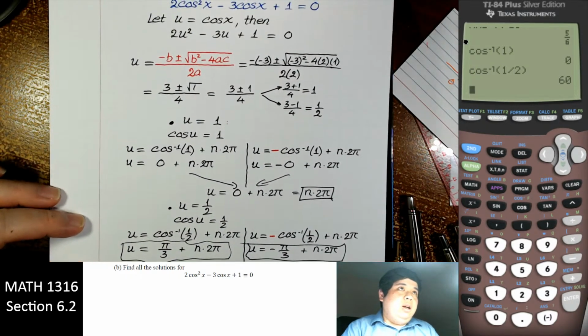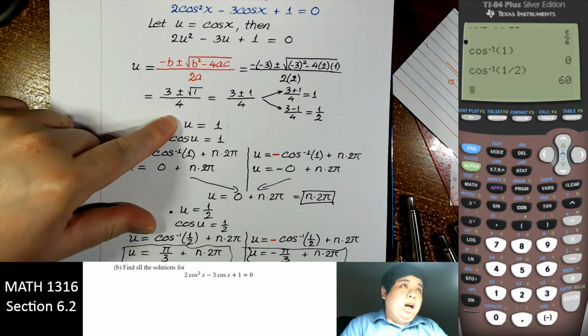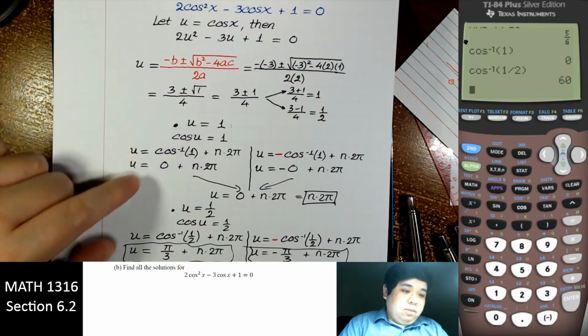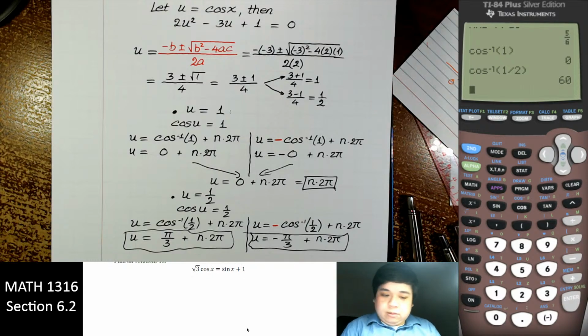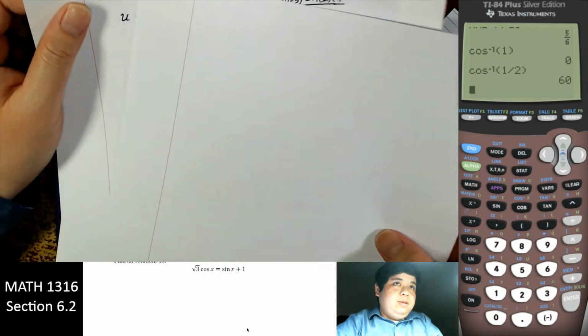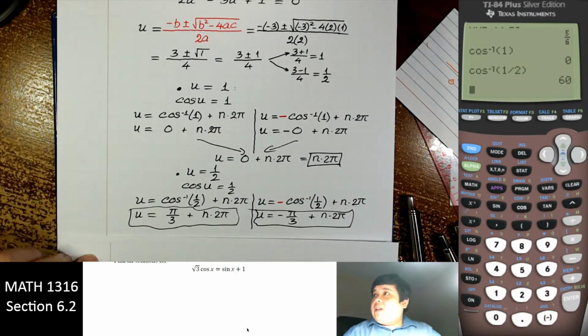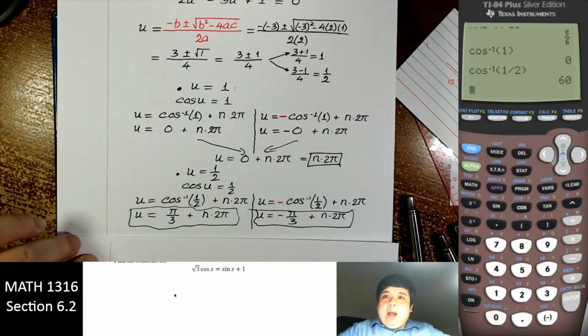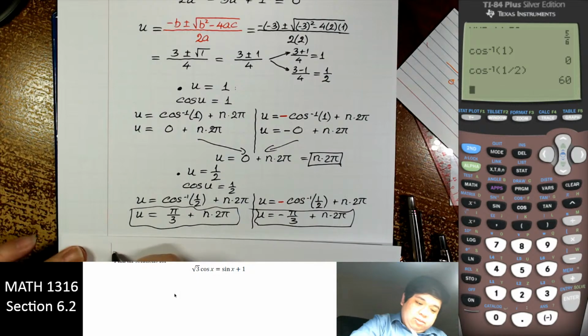So when we have a quadratic equation, make a substitution, solve for that variable first, and then substitute back. We might have 2 of them that we need to solve for. Next, sometimes we have to square both sides to solve a trigonometric equation.